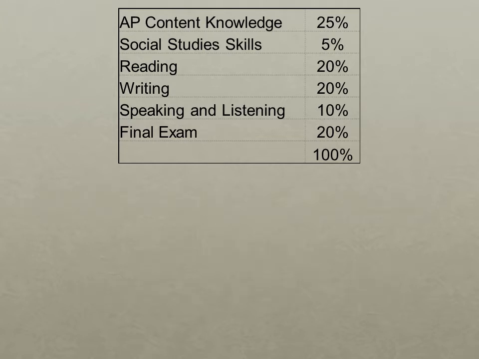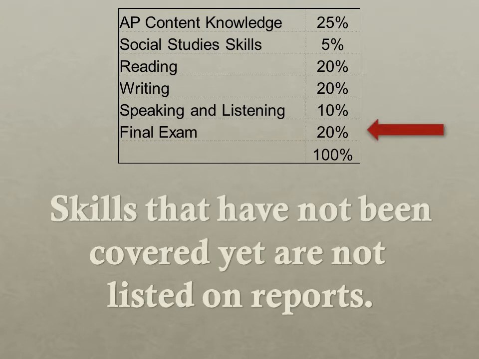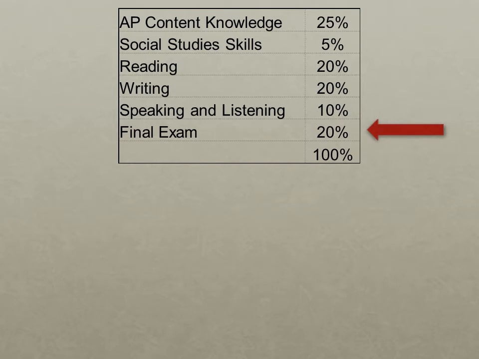Our progress report had 5 skills listed for this class. But on this example, we see 6 different items listed. The question becomes, why is the final exam not listed on the progress report? The reason is that a skill that has not yet been covered will not be listed on a report. Since the final exam is given as the last item in class, it will not show on progress reports until there is something included in that category.